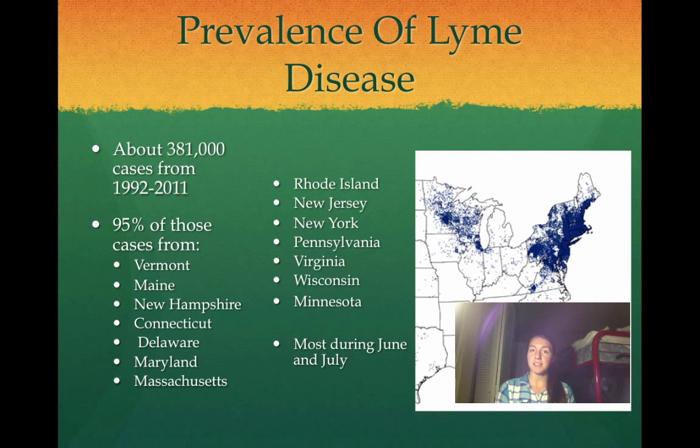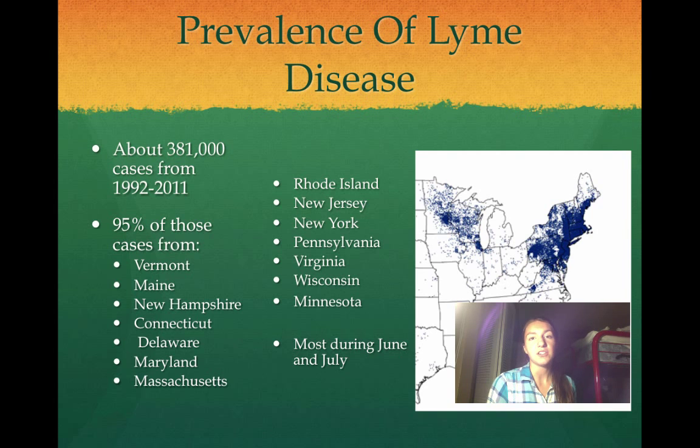Each year since the discovery of Lyme disease in 1975, there have been more and more people identifying their symptoms and receiving treatment for Lyme disease. There was a statistical analysis between the years 1992 and 2011, and in that period there were about 381,000 reported cases. 95% of those reported cases occurred within only 14 states.